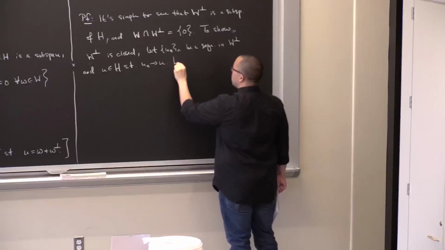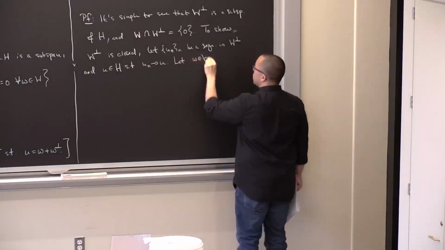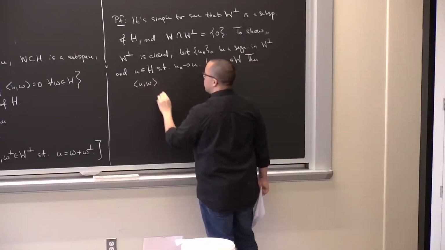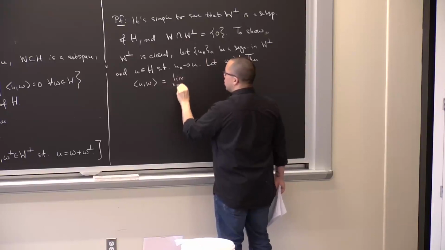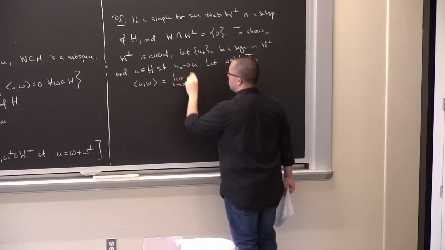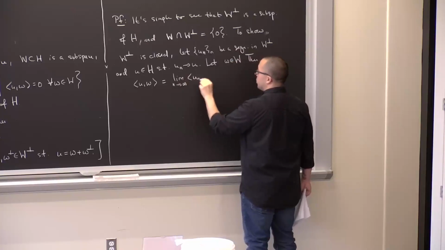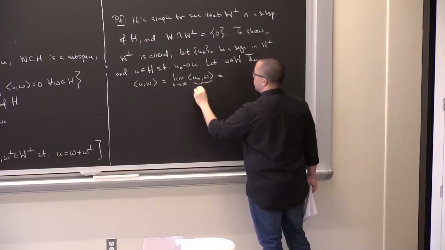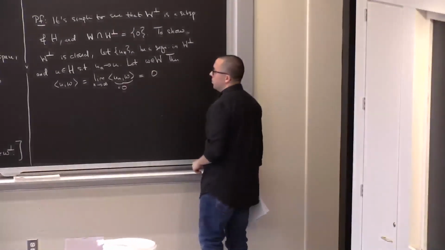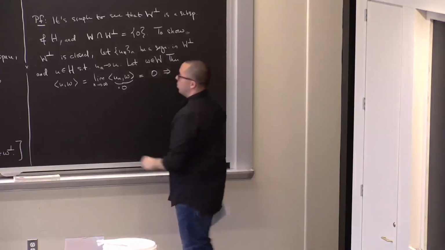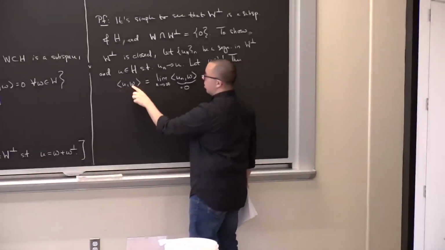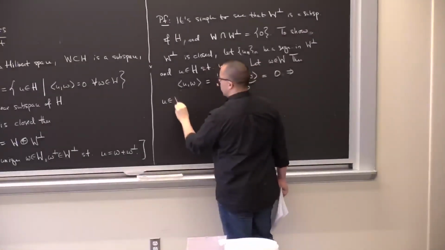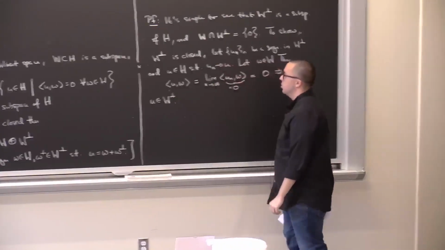Now let little w be in capital W. Then the inner product of this limit u with w, by continuity of the inner product, since the u_n are converging to u, is equal to the limit of the inner product of u_n with w. And all of these are 0 for all n, so this equals 0. Therefore this inner product is 0 for all w in capital W. But this is the condition that u is in W perp. Thus, W perp is closed.